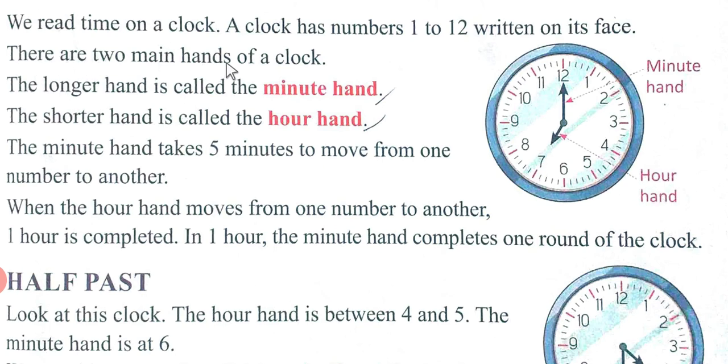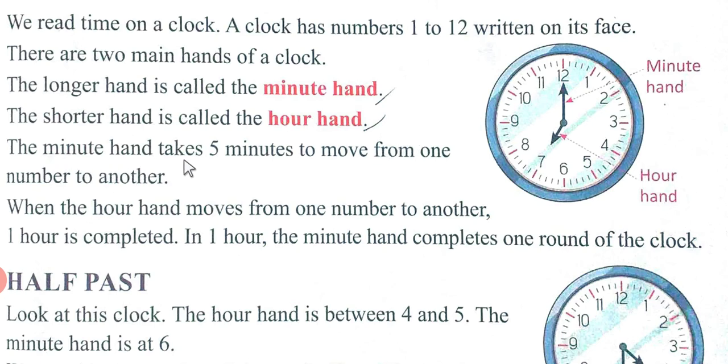There are two main hands of a clock. The longer hand is called the minute hand. The shorter hand is called the hour hand. Always remember, if a fill in the blanks is given to you, the longer hand is called dash, you will write minute hand. The shorter hand of the clock is called dash, you will write hour hand.